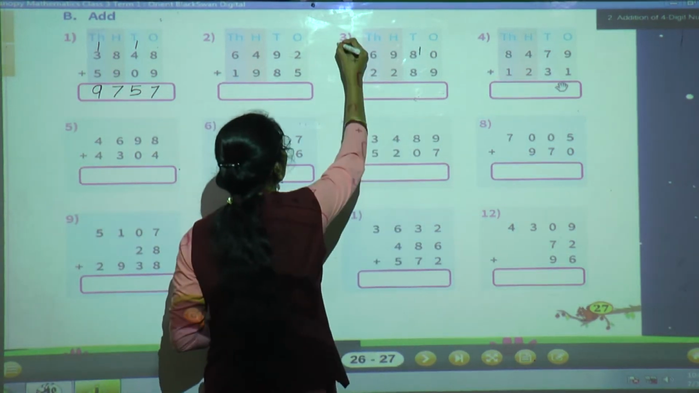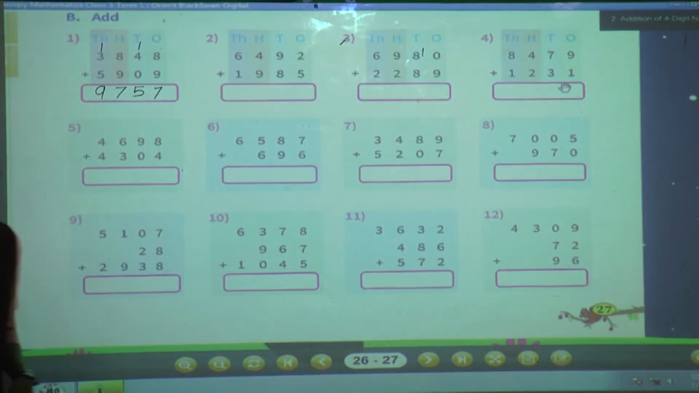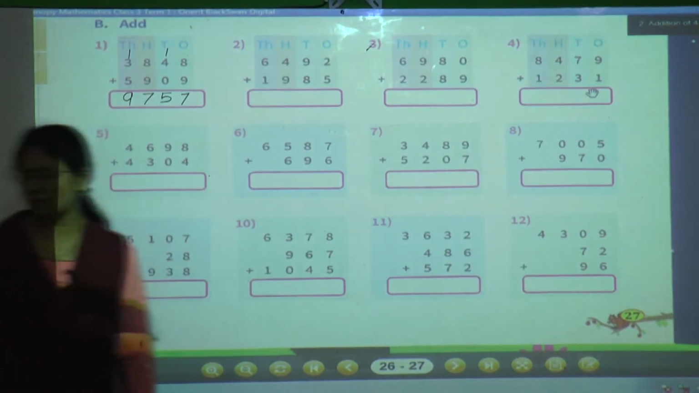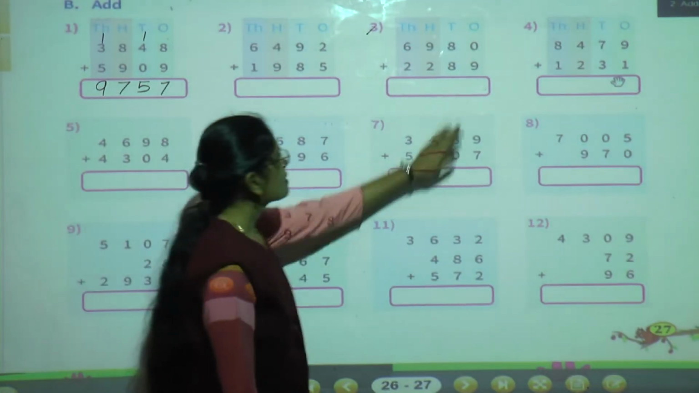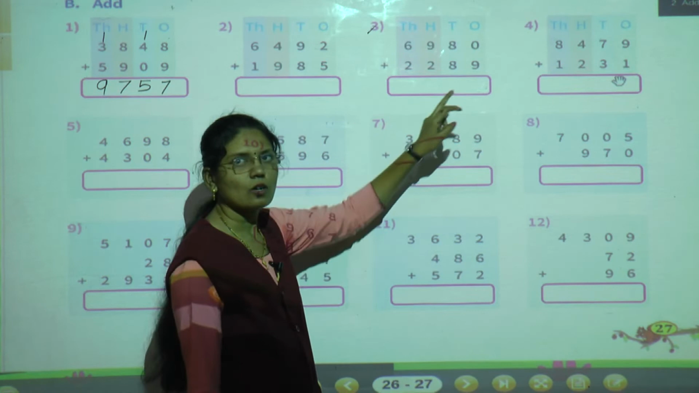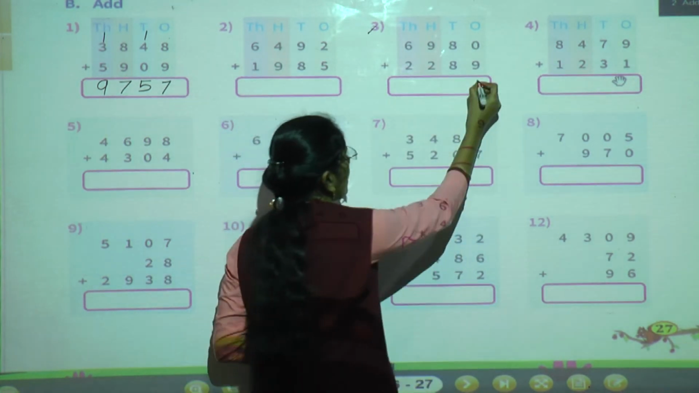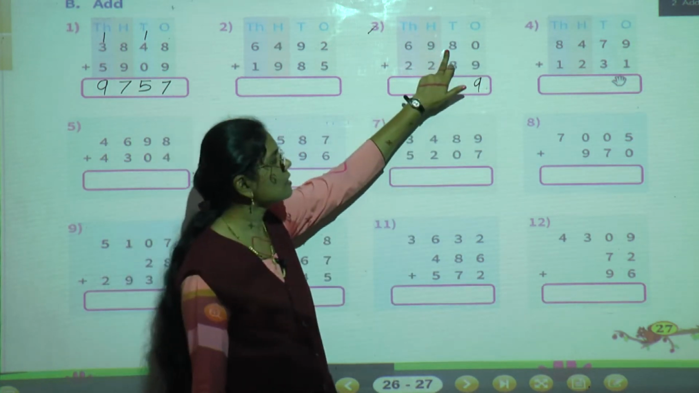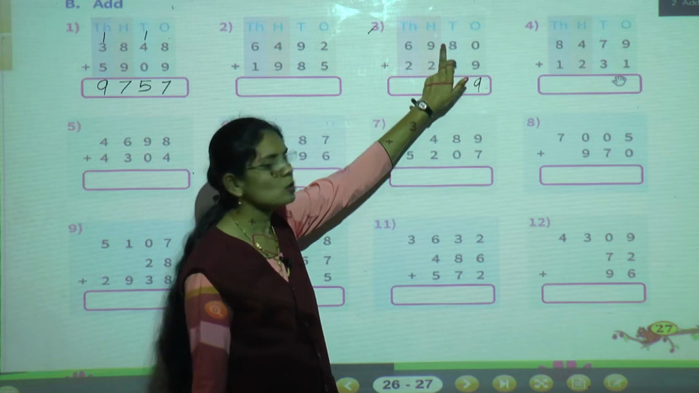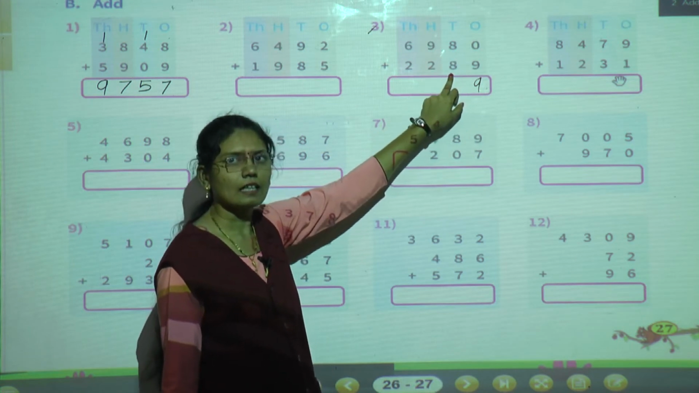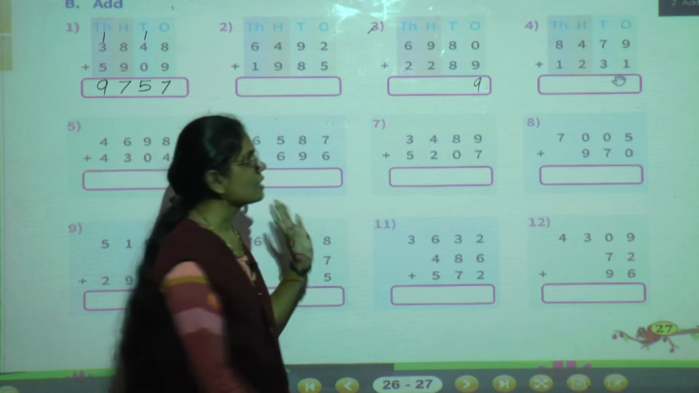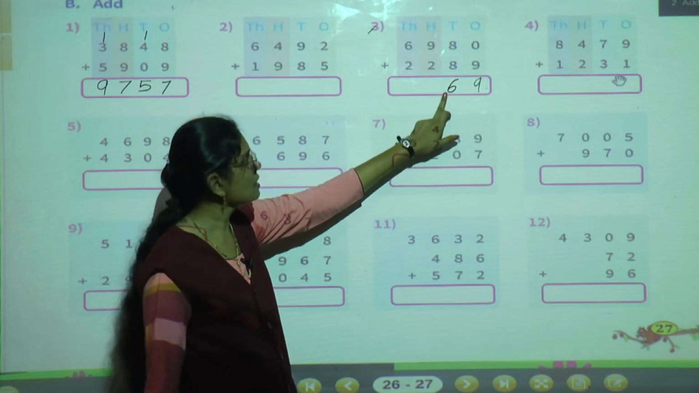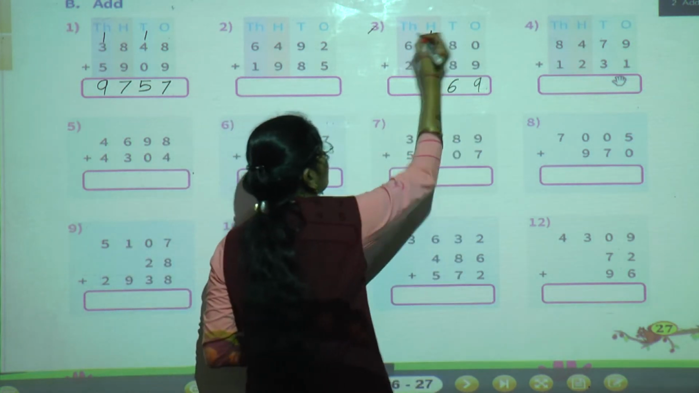Now we will see the third one. First of all, add ones place digit. At ones place, which two numbers are there? Yes, 0 and 9 is there. Okay, so add 0 plus 9, 9. Now we will see the tens place digit. At tens place, here 8 is there and here also 8 is there. So 8 plus 8, yes, after 8 count 8 fingers. Yes, 8 plus 8, 16. So I'll write here 6, which is at ones place, and 1 we will give as a carry.